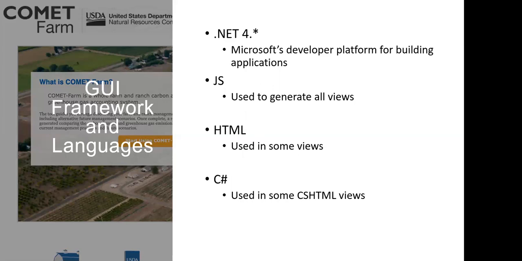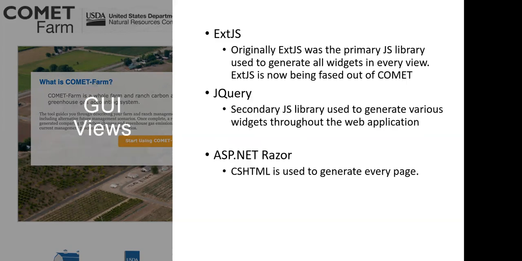Then we have a few slides that break down those individual components, but we don't need to spend too much time going through these individually. I will spend some time here with EXTJS and jQuery. EXTJS is less common than jQuery, and nowadays less common than Angular or React, but originally EXTJS was the primary JavaScript library used for all the widgets in Comet Farm, and over the years we've introduced more jQuery libraries to replace the existing EXTJS widgets.